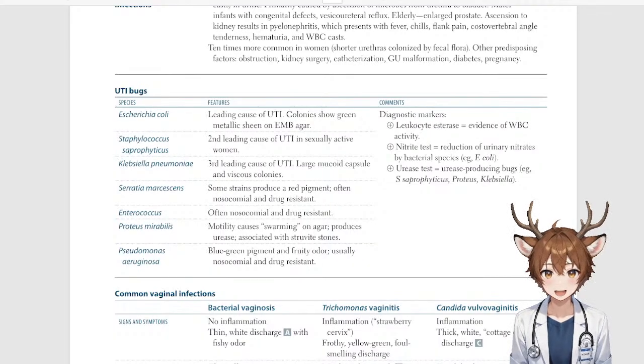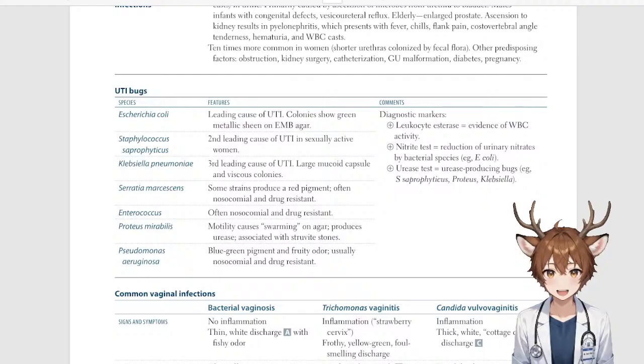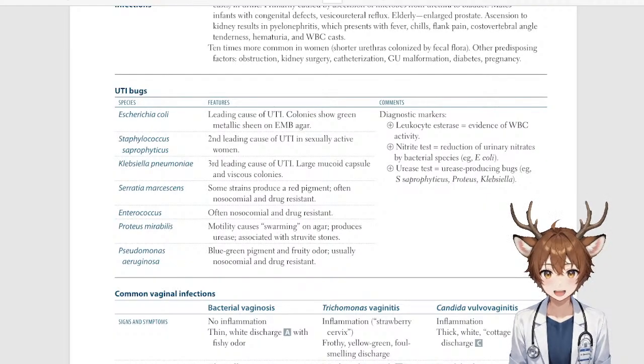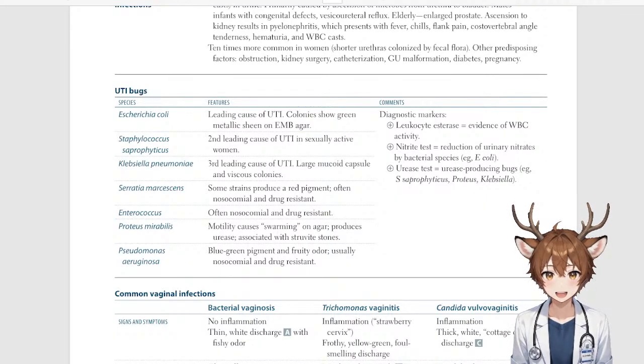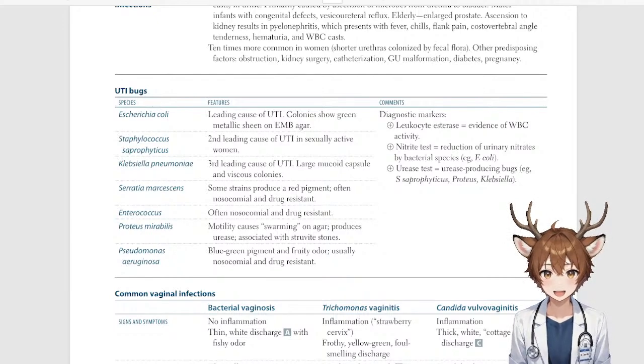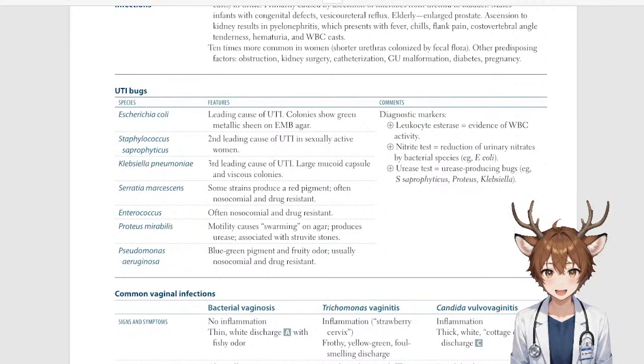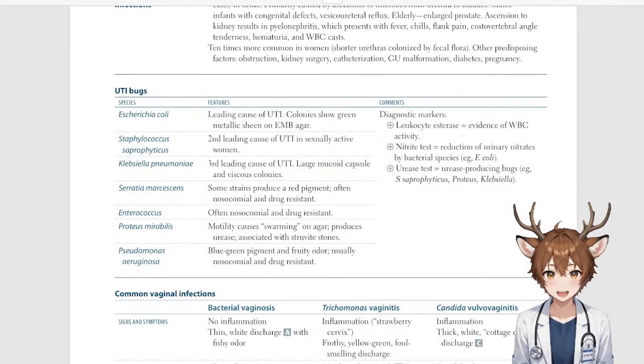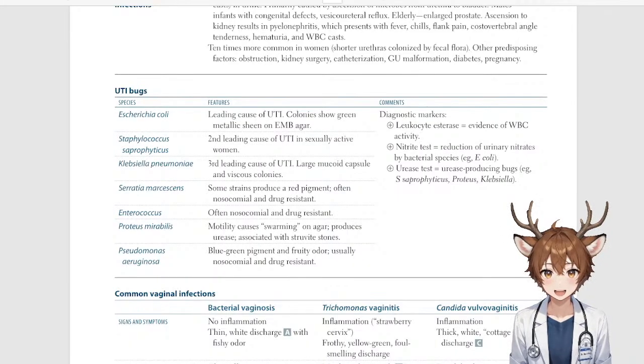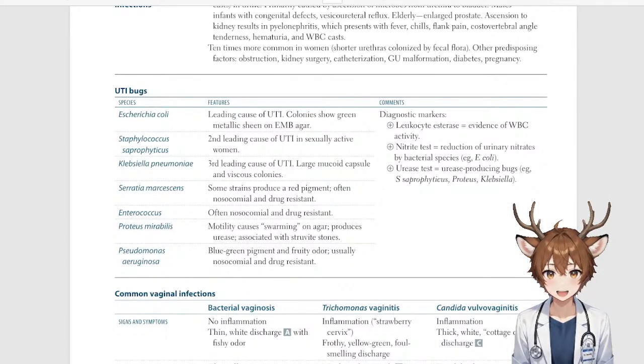Comments in general. Diagnostic markers. Positive leukocyte esterase, which would be evidence of white blood cell activity. Positive nitrite test. Reduction of urinary nitrates to nitrites by gram-negative bacteria like E. coli. So if you have a lot of nitrites on a nitrite test, that means there's some sort of bacterial activity going on, because they're causing that reaction to occur.